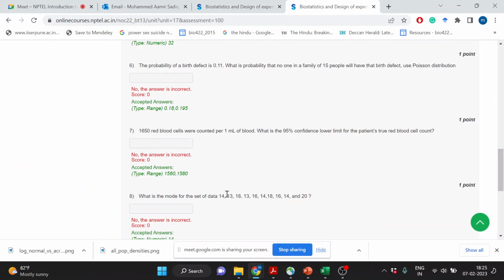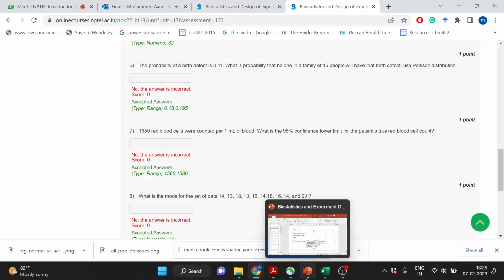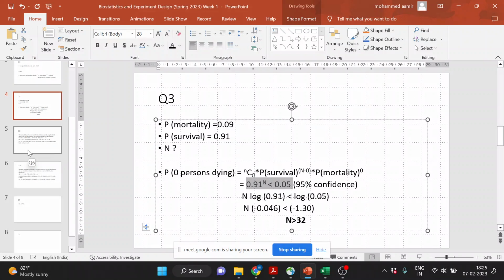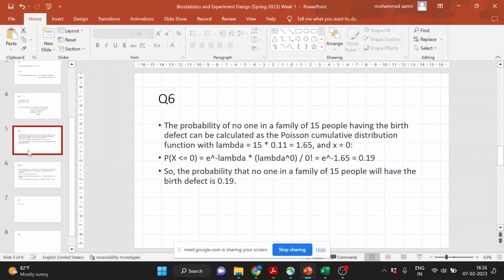The next is, I found this, oh, this one. The probability of birth defect is 0.11. What is the probability that no one in a family of 15 people will have that birth defect? You have to use Poisson distribution for this. Now for this, I'm assuming you know a little bit about how Poisson distribution looks and things like that. Everyone knows a formula for Poisson distribution. Can someone tell me what the formula is?